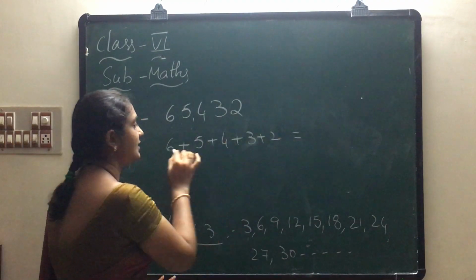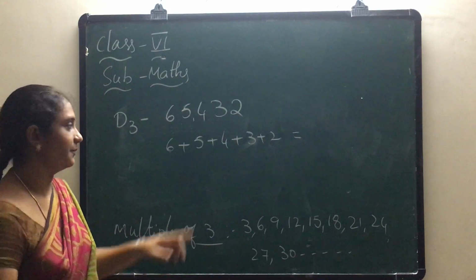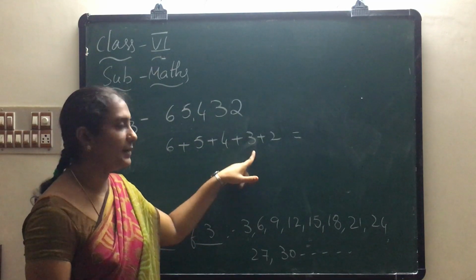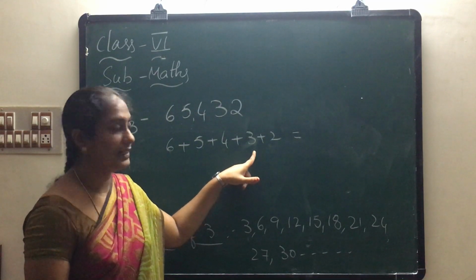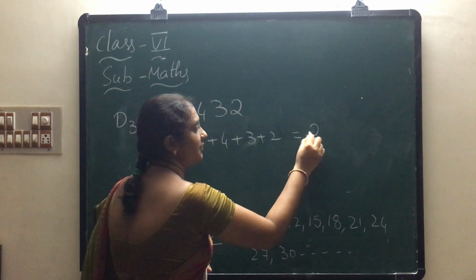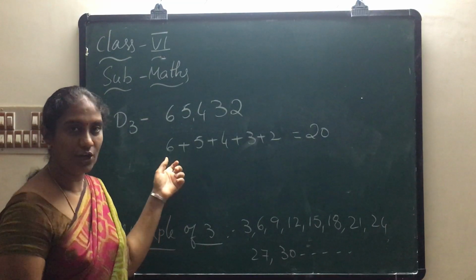6 plus 5, how much? 11. 11 plus 4, 15. 15 plus 3, 18. 18 plus 2, 20. What is the answer we got here? 20. Now, once again count.